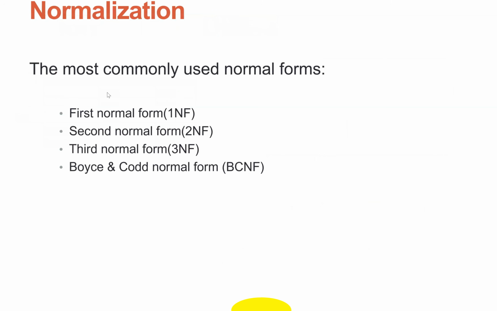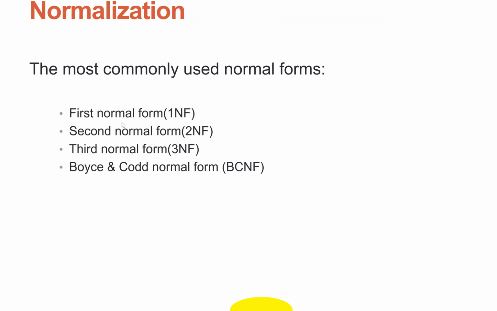So to avoid that, we will go for normalization. Normalization is very simple. To avoid data redundancy, we are going to split the table into multiple tables. If I keep all the data in one single table, you'll have some duplicates, right? To avoid that, we'll go for different normal forms.